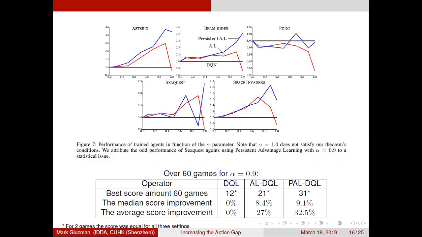On the axis, this is alpha. They wanted to see which alpha is the best one. It seems on the figure that alpha equal to 0.9 is quite good. They said: we attribute the outperformance of the agents using the persistent version with alpha 0.9 to a statistical issue. Not sure what happened, but this is how they explain the situation. The red one is advantage learning, the blue one is persistent advantage learning.